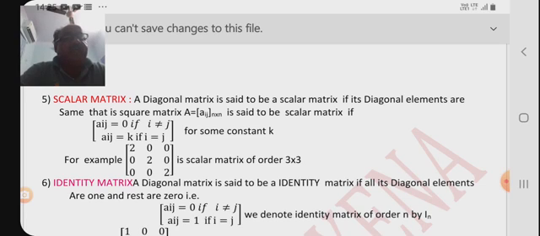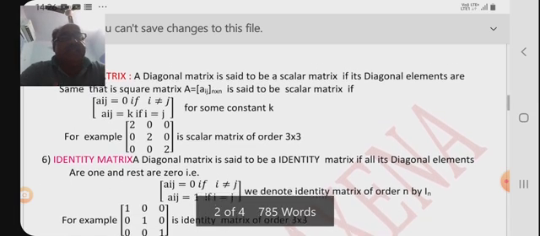That is, a square matrix A equals Aij of n into n is said to be a scalar matrix if all its non-diagonal elements are 0 and diagonal elements are some constant k, that is, Aij equals 0 if i not equals j, non-diagonal elements, and Aij equals k if i equals j, these are diagonal elements. In our example, diagonal elements are 2, 2, 2. So it is a scalar matrix of order 3 into 3.